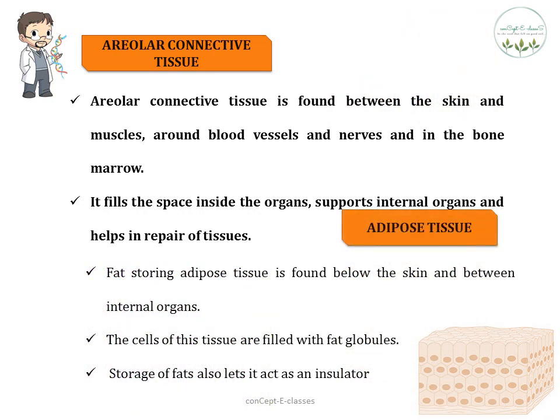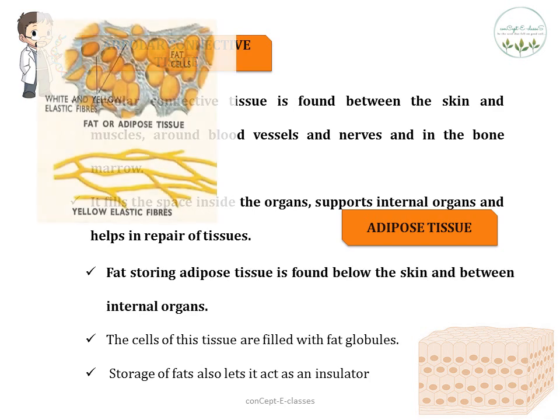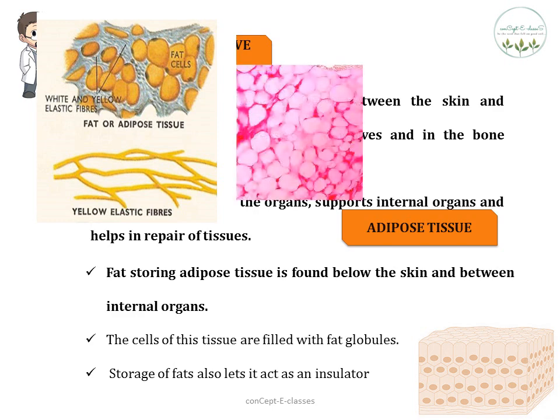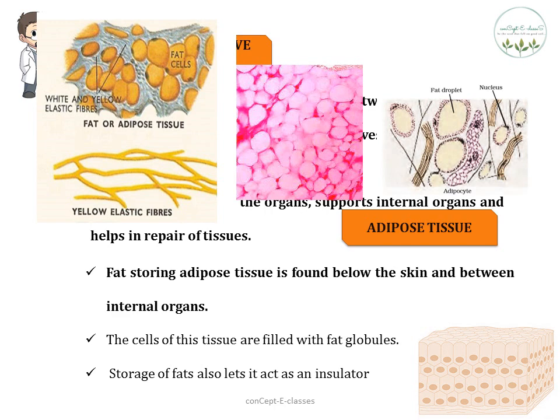Now let's see about adipose tissue. This adipose tissue is like a modified form of areolar tissue that contains a large number of fat cells. Fat storing adipose tissue is found below the skin and between the internal organs. So this is how the matrix of an adipose tissue looks. The cells of this tissue, as we said, are filled with fat globules, and the storage of fat cells also acts as an insulator.